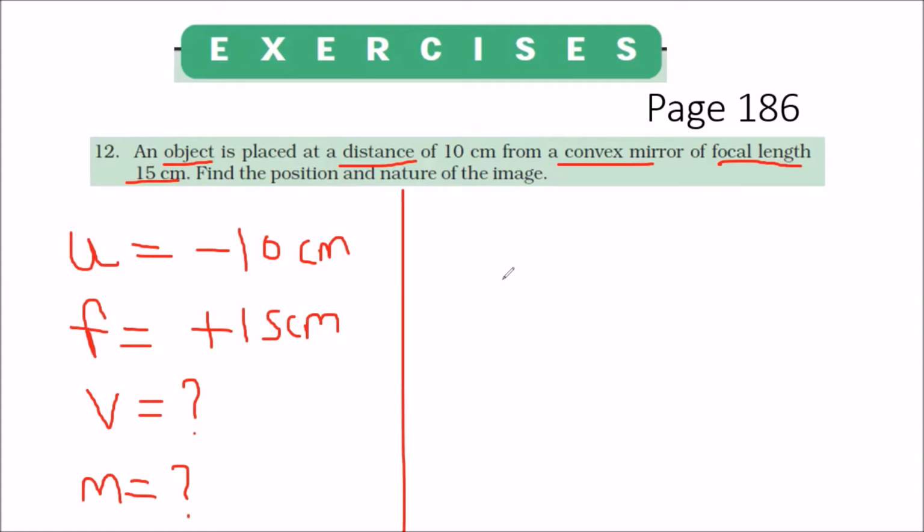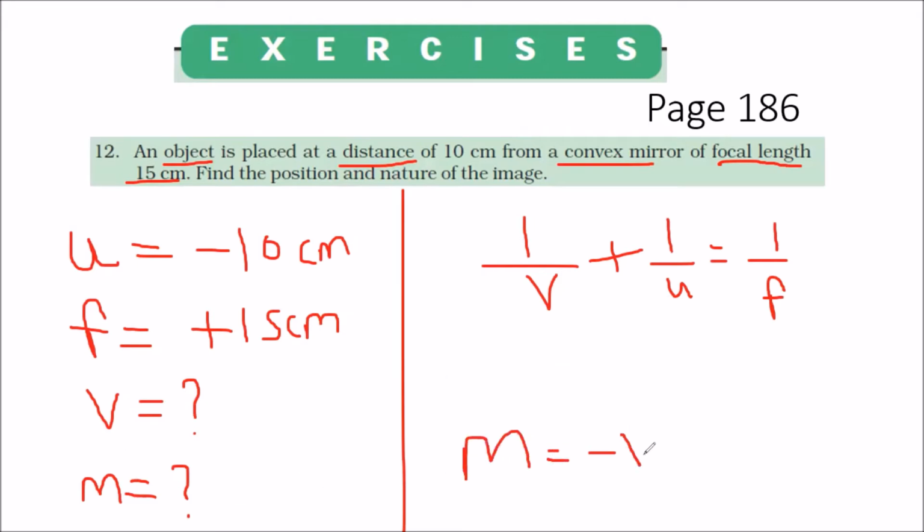So the first thing is writing the formula. What is the formula? 1/v + 1/u = 1/f. From this formula, when we substitute, we will get the required answer. And the next formula is m = -v/u. You just write this much. If it's a 3-mark question, you get half a mark for this formula and half a mark for this formula.